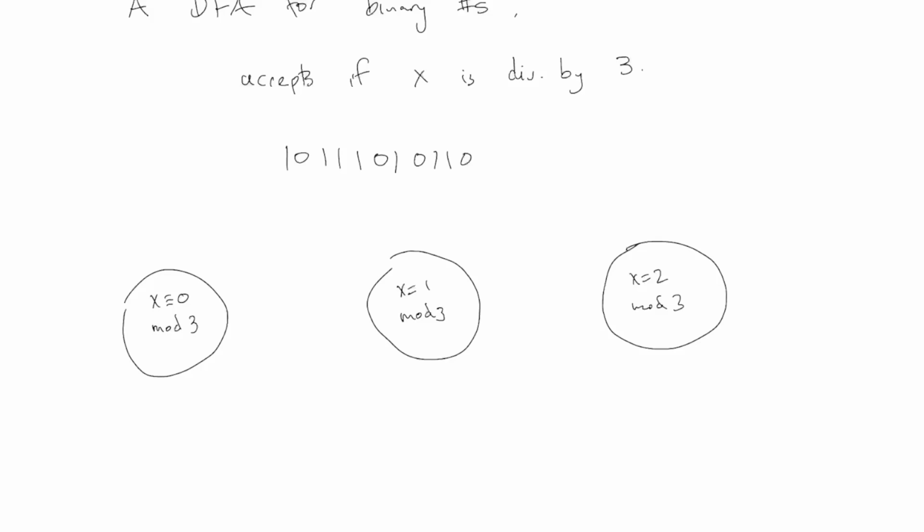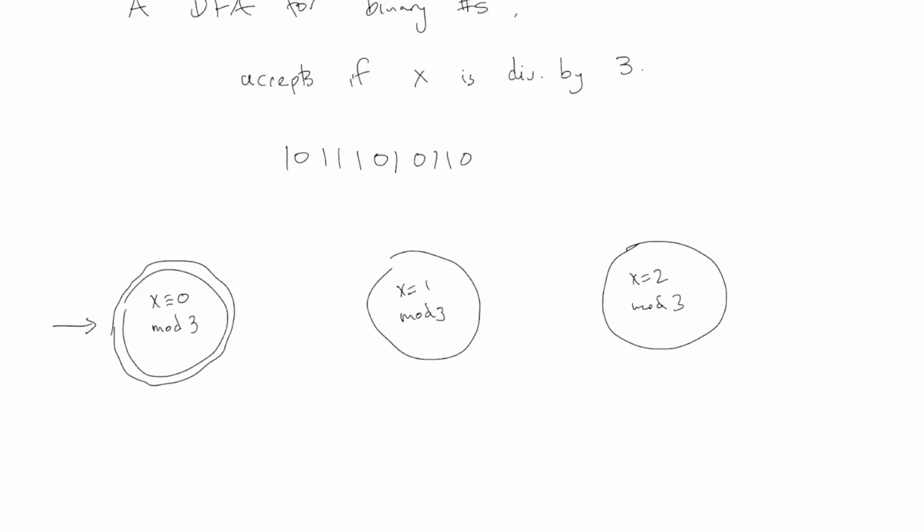And when you start reading the number, you start with essentially 0. The empty string would represent the number 0, which is 0 mod 3. And this should be the accepting state because that's how this thing is supposed to work. It should be accepting if the number is divisible by 3. All right? And the basic idea, so what we have to do is fill in the arrows.